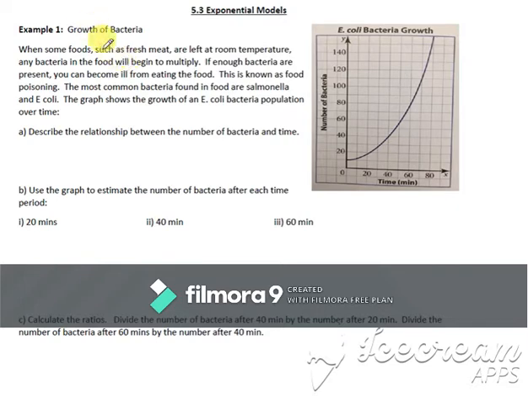5.3 exponential models. So we're going to take a look at the growth of bacteria.